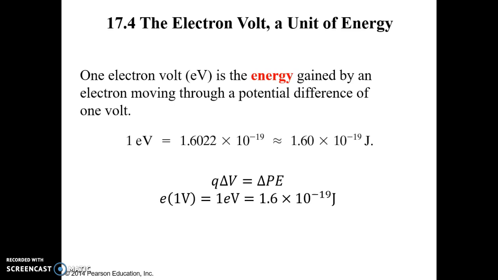Another unit you should be familiar with is electron volt. An electron volt is another unit for energy, because if we use joules all the time at the atomic level, it would be a small number. So for every 1.6 times 10 to the negative 19 joules, you have 1 electron volt. 1 electron volt is the energy gained by an electron moving through a potential difference of 1 volt, as seen in the equation below.